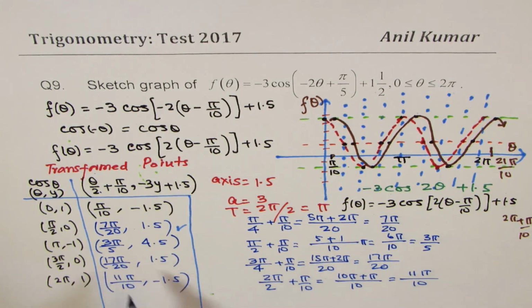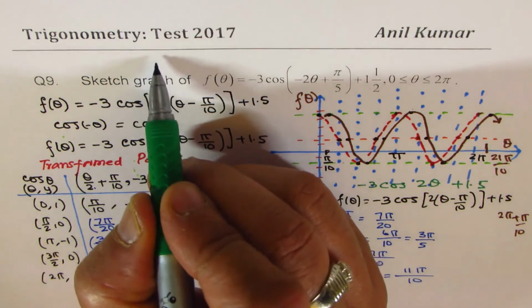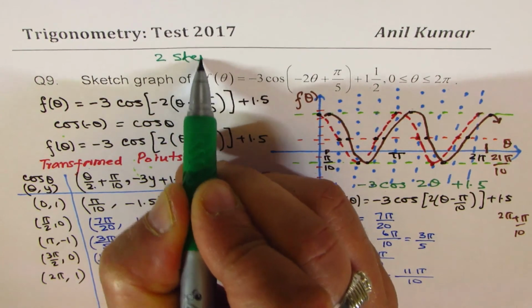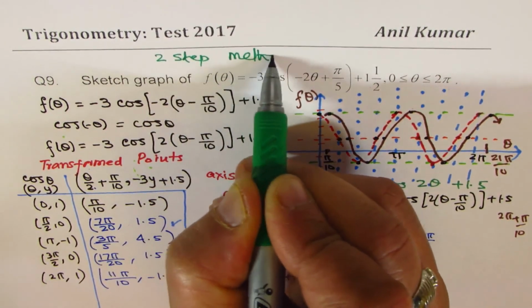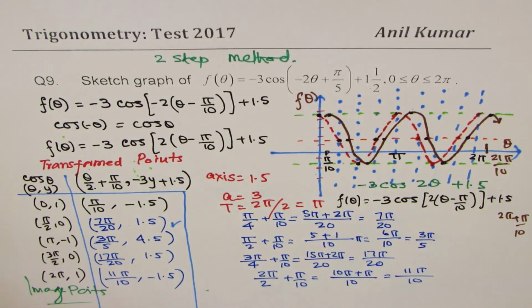But if you're sketching on the graph, you will find these values will perfectly match, and that is what you're going to get. So I hope you have understood and appreciate the two-step method for graphing. This is your two-step method, right? And also the points, the image points. Both are very good methods to sketch any trigonometric function, and I hope that helps.